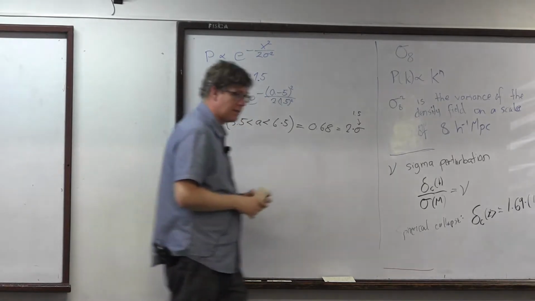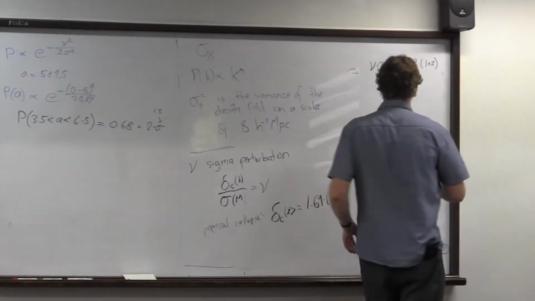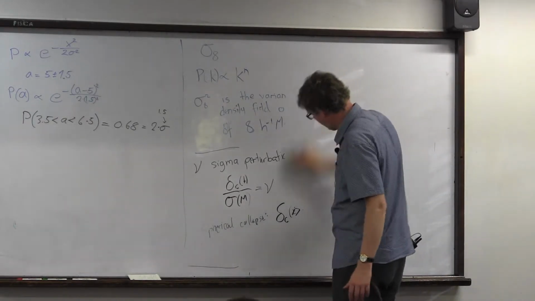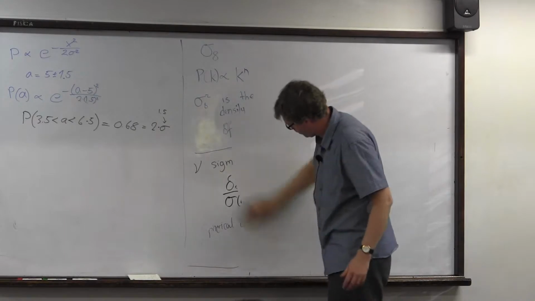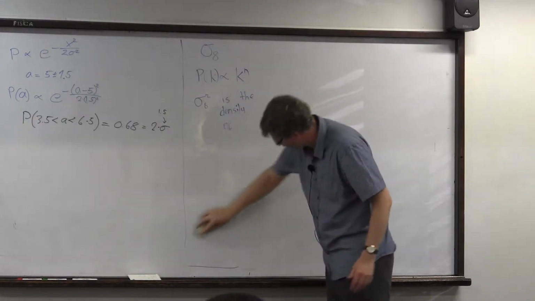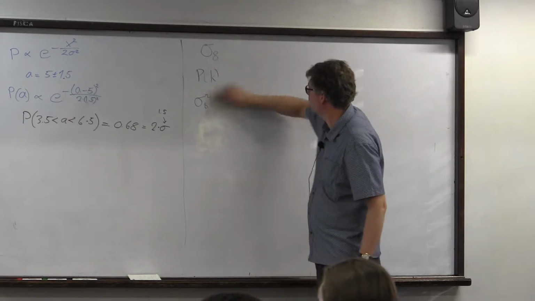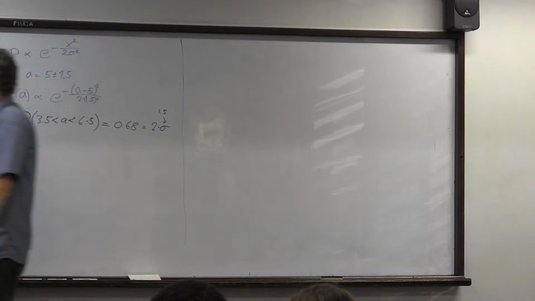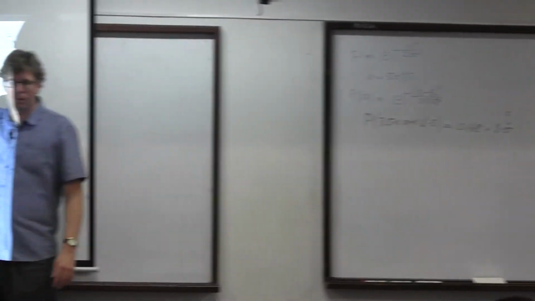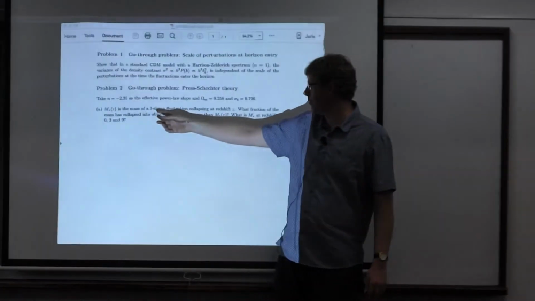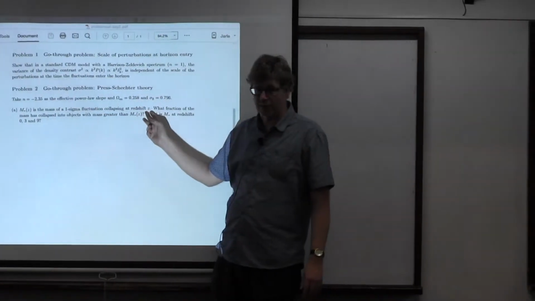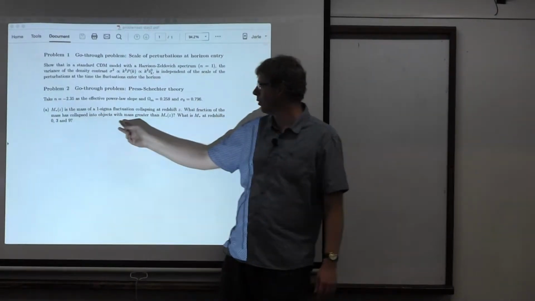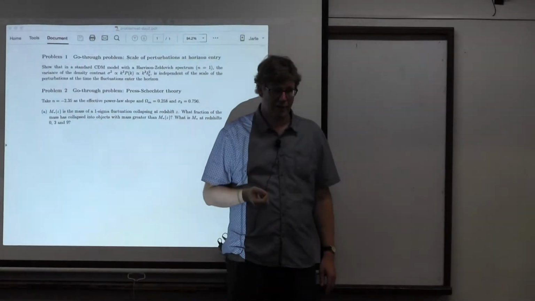All right, so now let's look at this in the problem. So it might get clearer, or maybe not. All right, so the question here was to ask about the mass of a 1 sigma fluctuation collapsing at redshift z, and what fraction of the mass has collapsed into objects with mass greater than that mass.